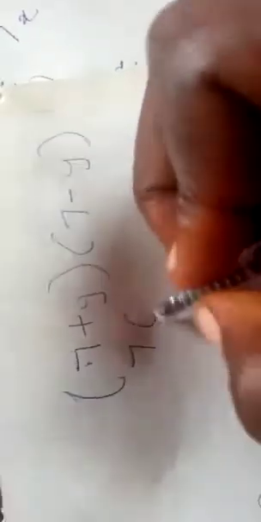Let's move on to the third question. We have it as 7 plus y times 7 minus y. Now let's work this out. 7, we open the first bracket. Let's do that. 7 times 7 is equal to 49. 7 times minus y is equal to minus 7y.